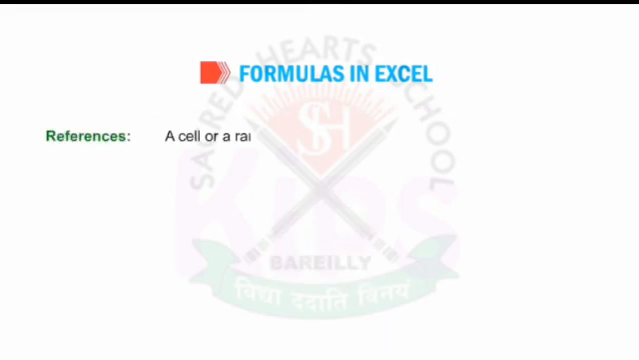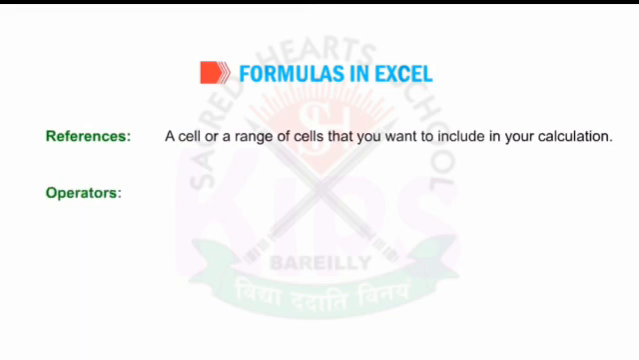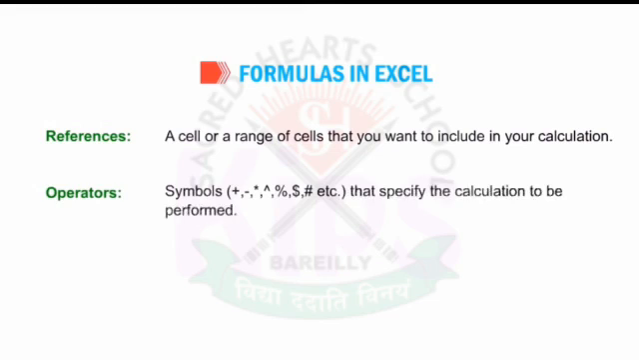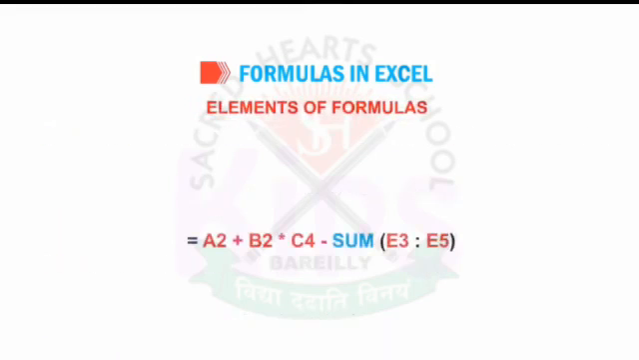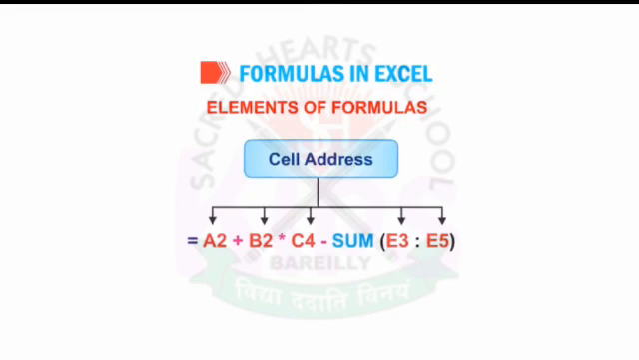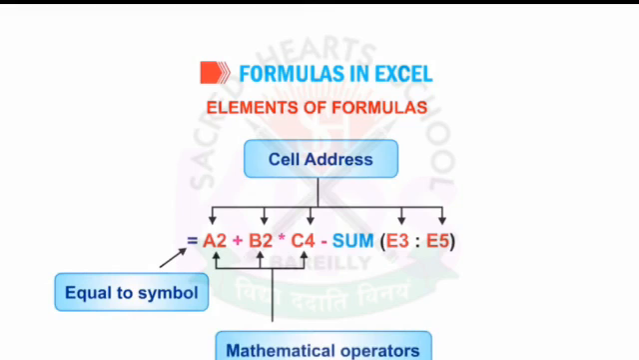References: a cell or a range of cells that you want to include in your calculation. Operators: these are symbols like plus, minus, multiply, divide, percent, etc. that specify the calculation to be performed. Constants: these are numbers or text values that do not change. And functions: these are predefined formulas in Excel. These are the elements of formulas in Excel. This is the cell address. This is the equal to symbol. These are the mathematical operators, and this is the function.